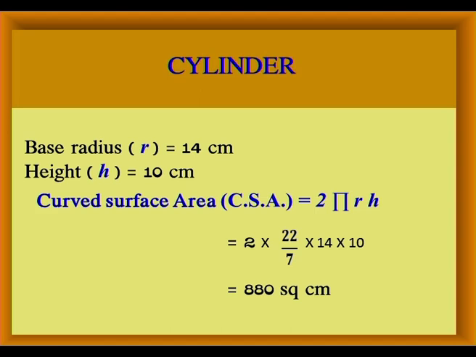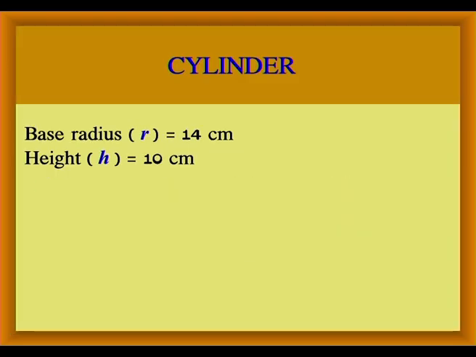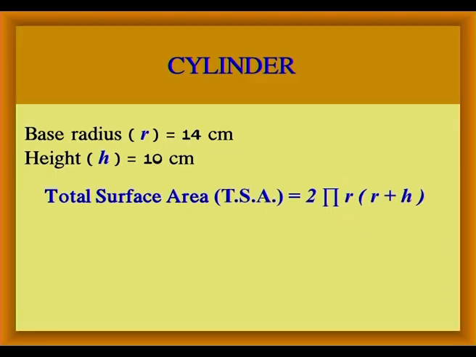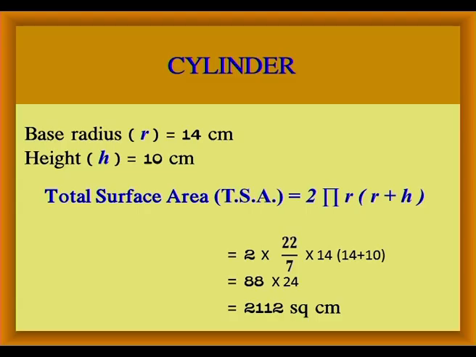Then what about its total surface area? Again, first we write the formula for total surface area. It is 2 pi r into r plus h. Here mainly what we have to understand is there are two variables r and h, whose values we are going to substitute in this formula. So, 2 into pi, we are considering 22 by 7, into 14 is the r value, into 14 plus 10. After simplifications, you can observe that it is the product of 88 and 24, and the total surface area of that cylinder is 2112 square centimeter.